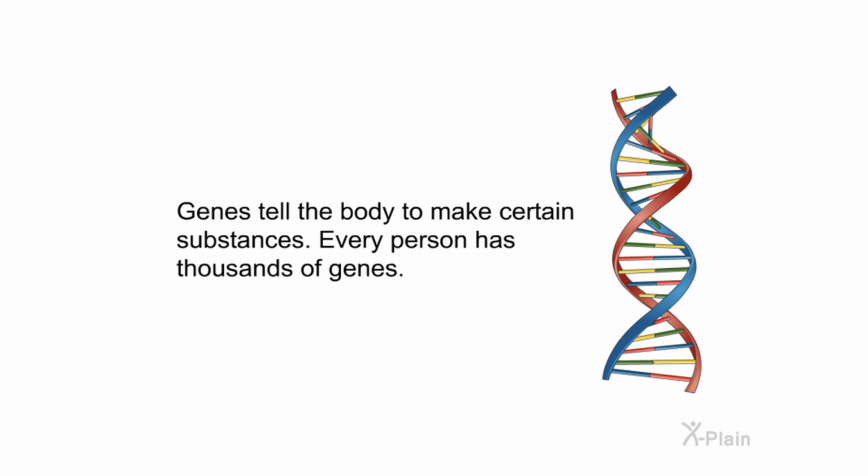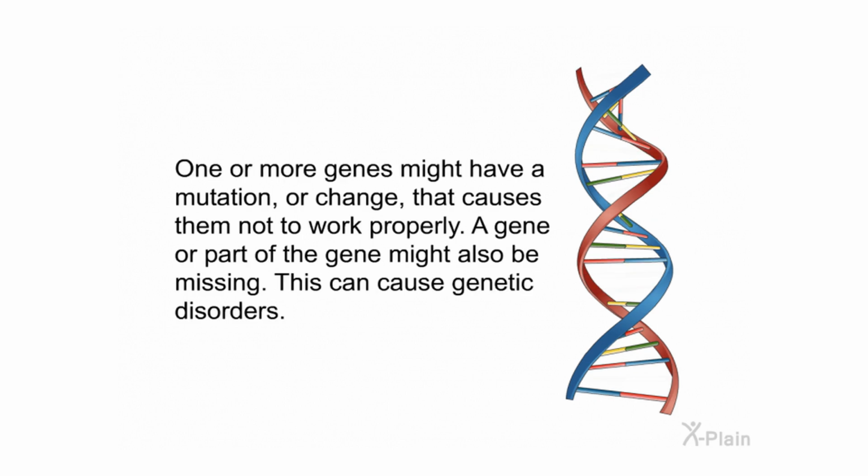Genes tell the body to make certain substances. Every person has thousands of genes. One or more genes might have a mutation or change that causes them not to work properly. A gene or part of the gene might also be missing. This can cause genetic disorders.